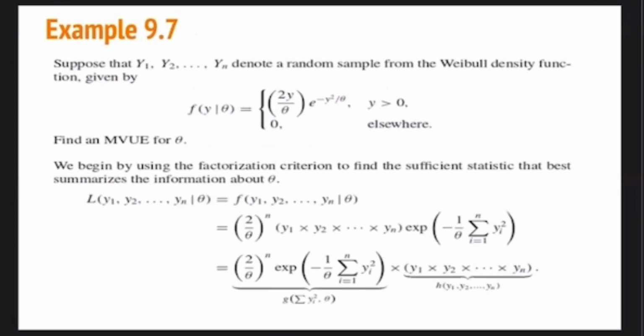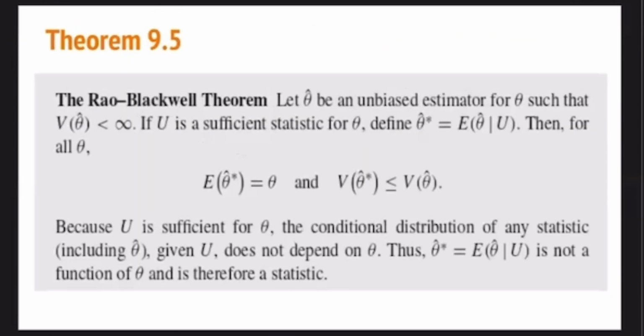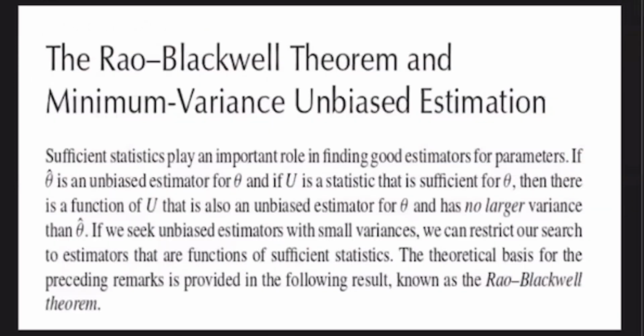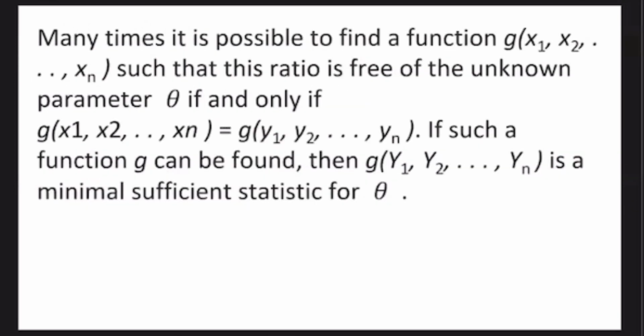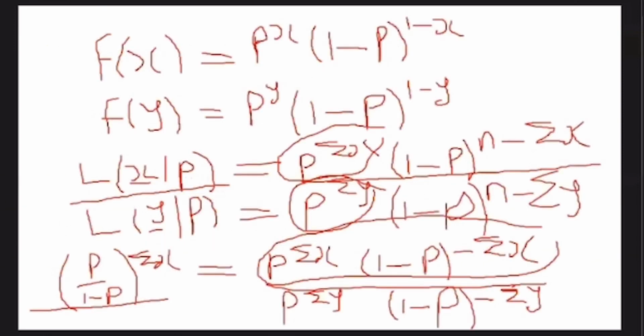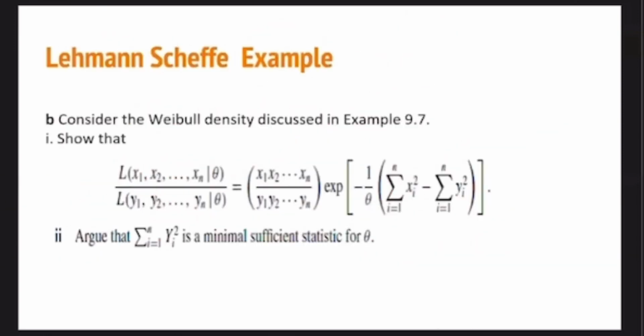Let me show you. If you take a look at what it asks here now, after they derive, this was what they derived. What is the condition under which that would be independent of theta? When summation x squared equals summation y squared. So therefore, summation y squared is a sufficient statistic here.